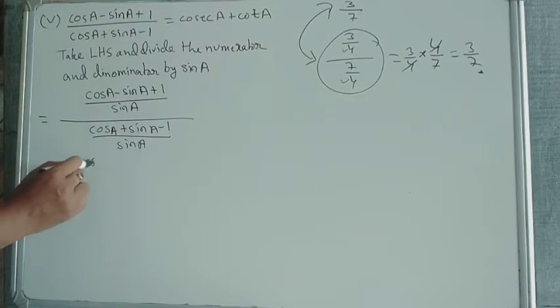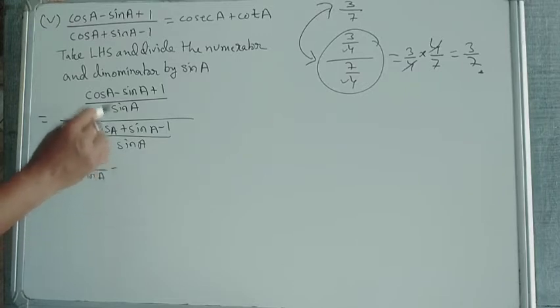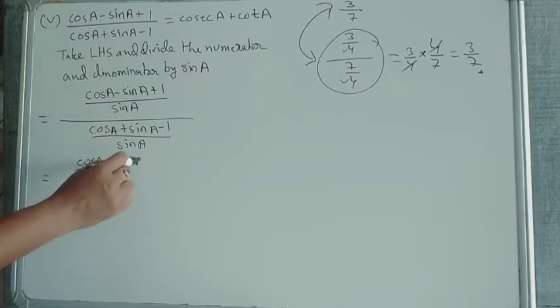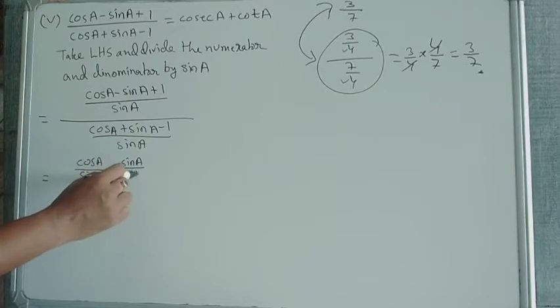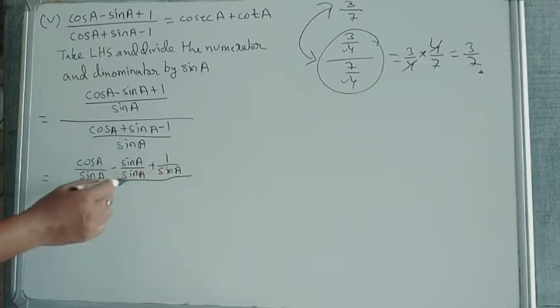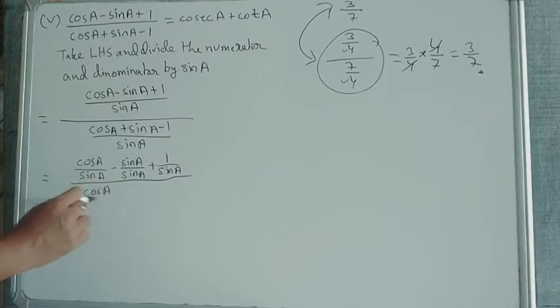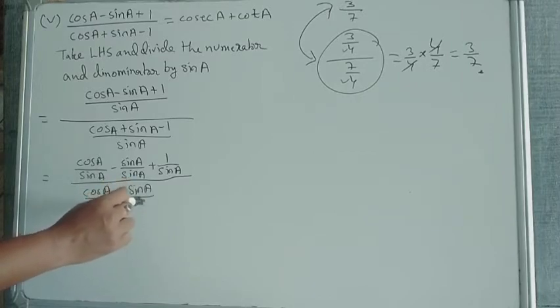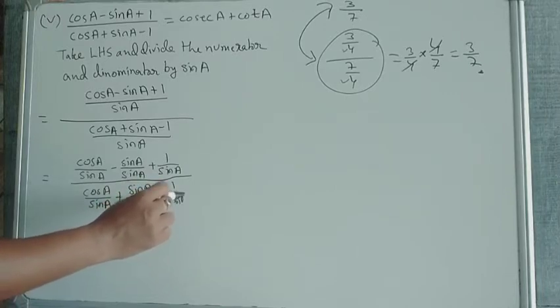So it will become cos A by sin A minus sin A by sin A plus 1 by sin A, whole by again cos A by sin A plus sin A by sin A minus 1 by sin A.